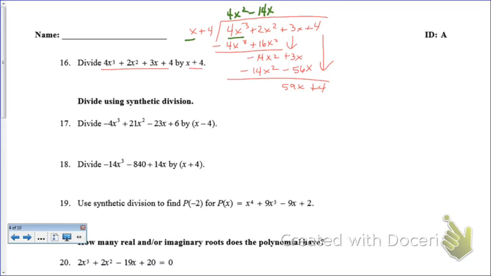I need to multiply by 59 times x to get 59x. And then 59 times 4 is plus 236. Again, I'm going to subtract, and that's going to give me negative 232. So this is a big one. We get 4x squared minus 14x plus 59 with a remainder of negative 232.